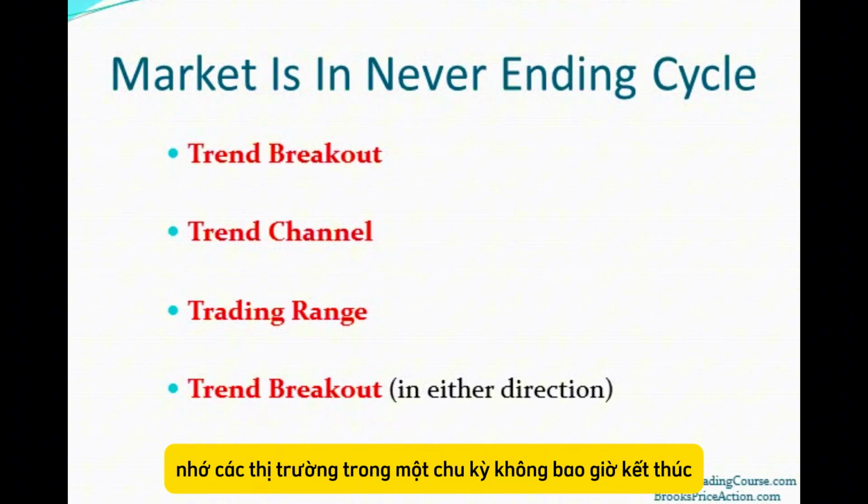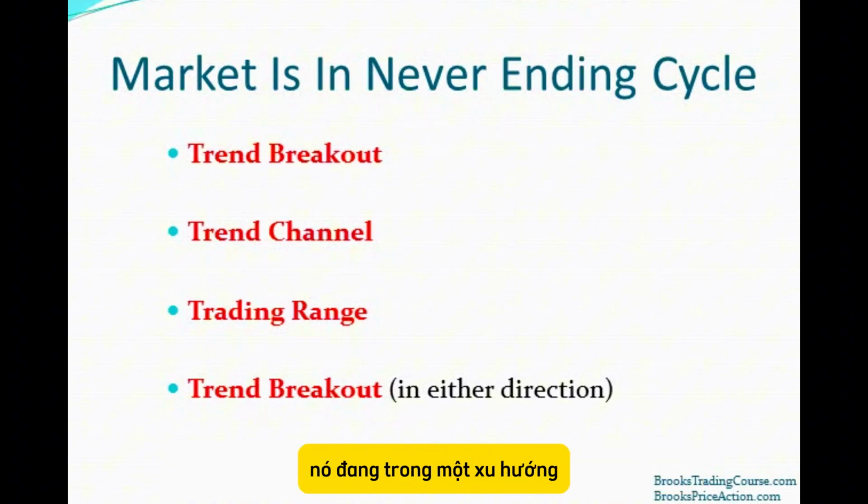Remember, the market's in a never-ending cycle. It's in a trend, either a breakout phase or a channel phase, and then it enters a trading range, and then from the trading range it breaks out again in either direction. So then you are back to the trend phase.